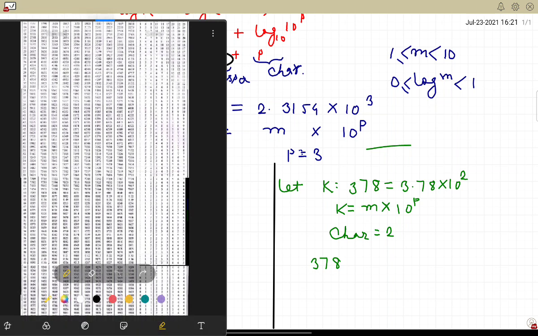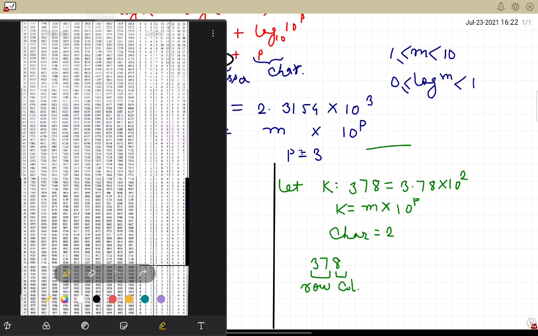Okay, log table start from 10 up to 90. So how can we find the value? We have 3, 7, 8. The first two numbers are applicable for the row, and the last number is applicable for the column. In any log table we have rows as well as columns.